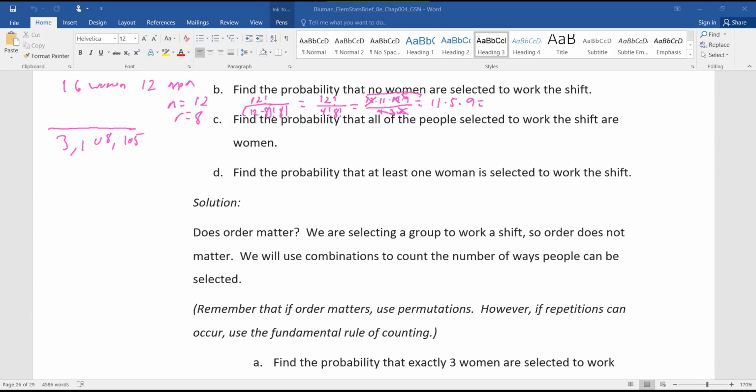I feel like we've done this before. What's 55 times 9? 495. I feel like that number looks familiar.